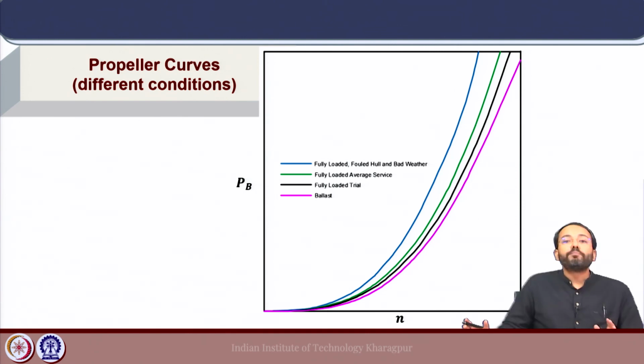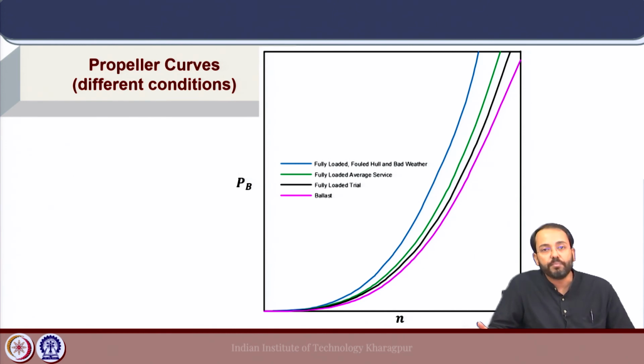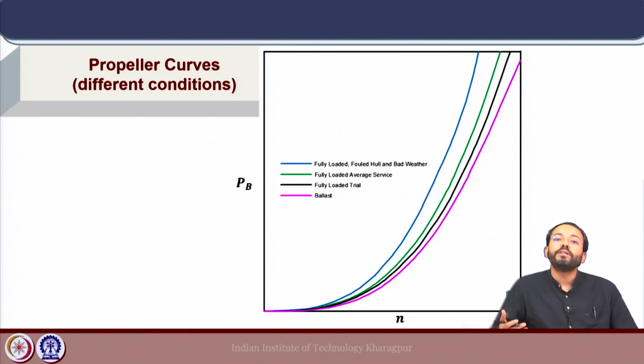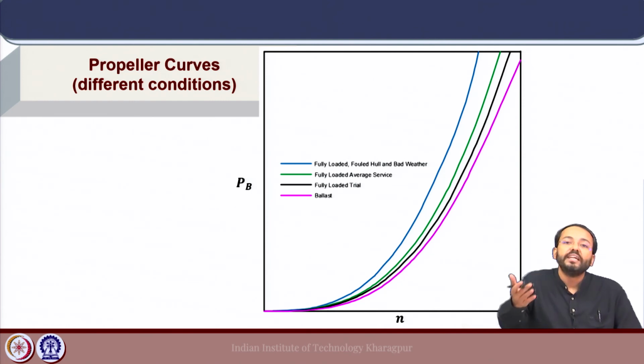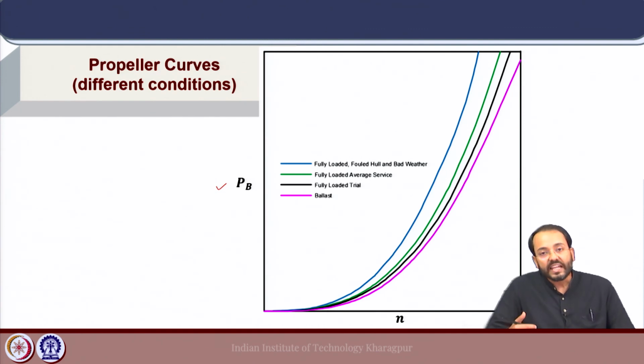Now, the propeller, depending on the operation condition, will have different power demand. So, if Pb is the brake power calculated from the propeller side, it will depend on the operation condition of the ship. The ballast condition of the ship will require the minimum power being delivered at the propeller, and also that can be taken forward to calculate the brake power of the engine Pb.